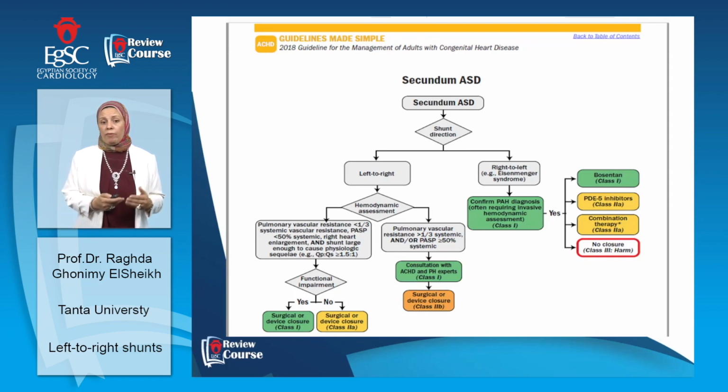If the patient has pulmonary vascular resistance more than 50% of the systemic, or the flow increases to more than 2/3 of the systemic flow, here the intervention, either surgical or catheter, is there, but after review with the adult congenital heart disease and pulmonary hypertension team, and the recommendation here is to be.